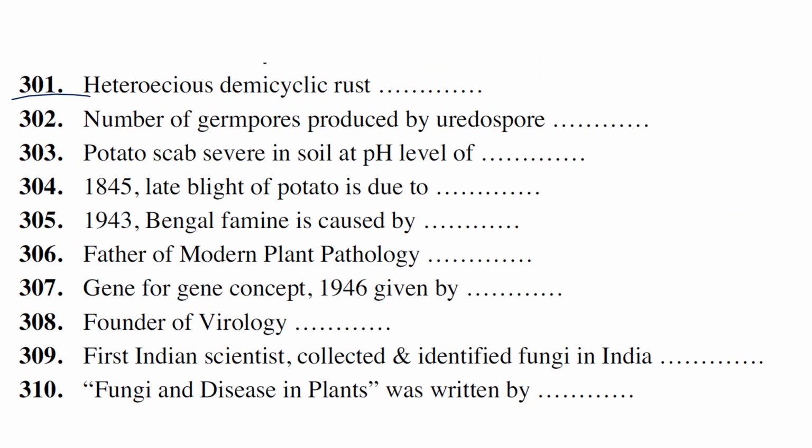301. Heterogeneous demicyclic rust. I think question number 300 is an example of autoecious demicyclic rust, probably Rubus orange rust and white pine blister rust. And in continuation, 301, heterogeneous demicyclic rust. The best example is cedar apple rust. That is the best example for heterogeneous demicyclic rust.